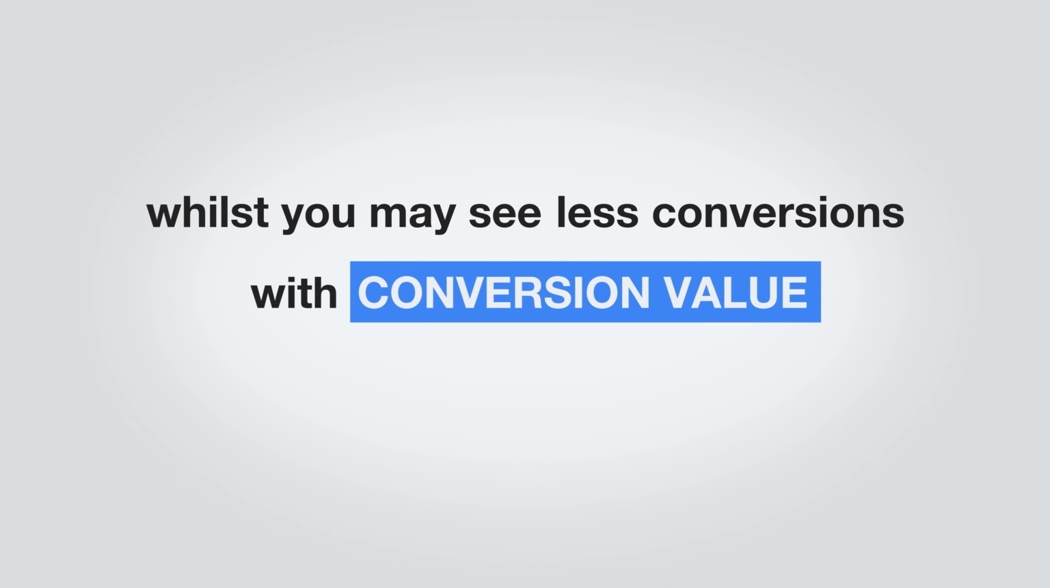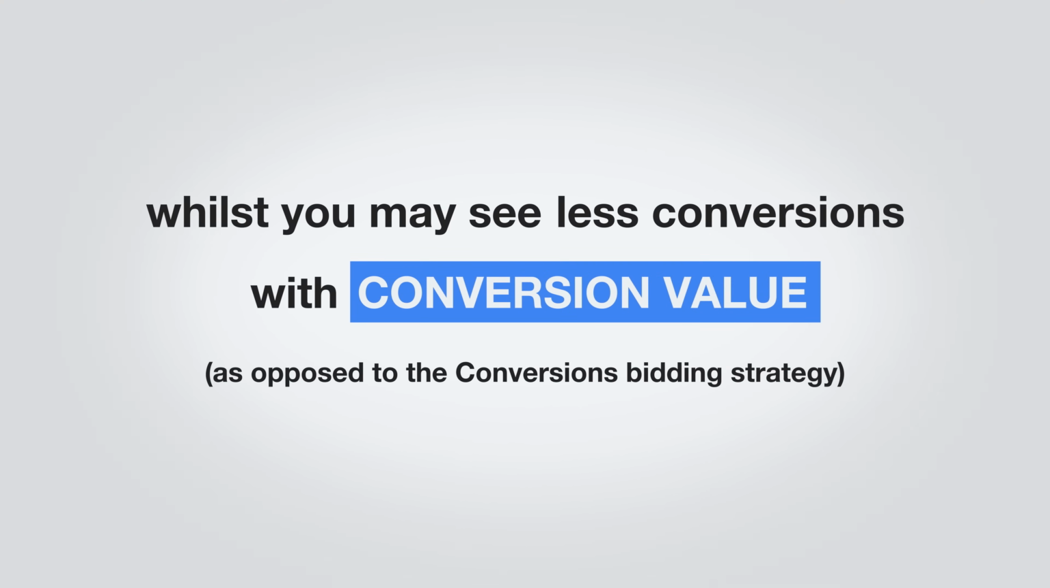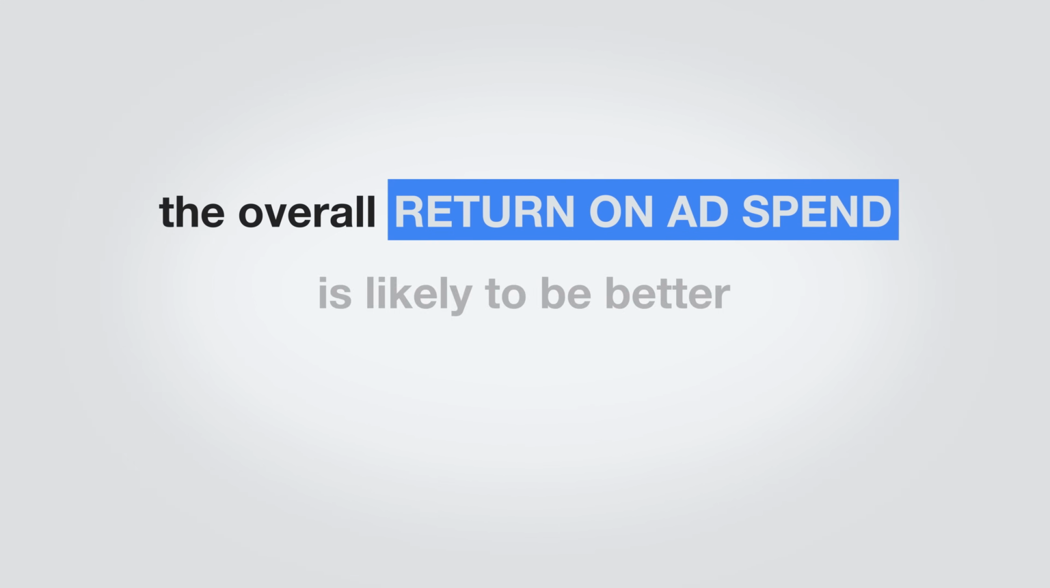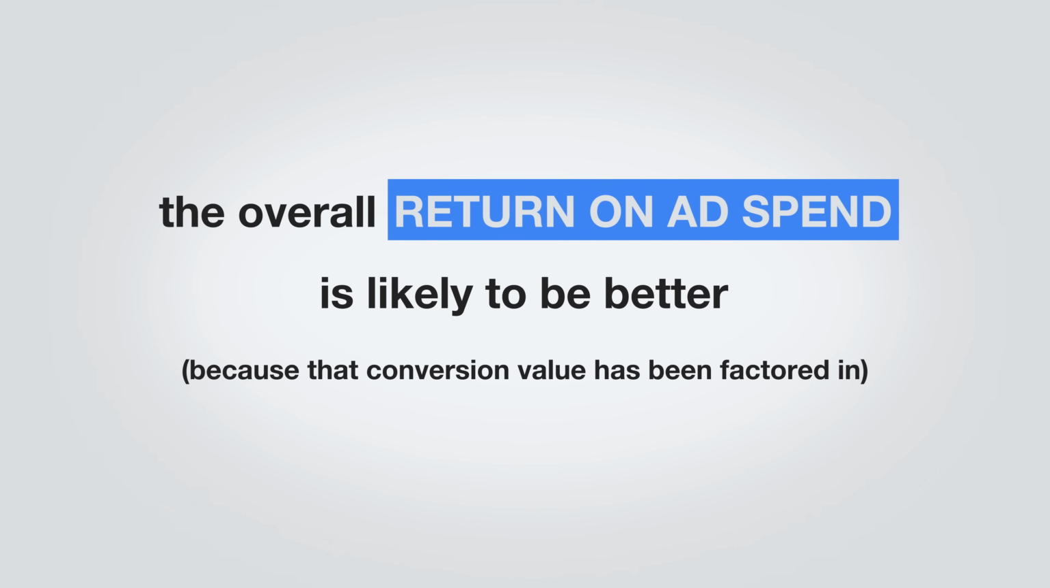Conversion value factors that in, and your Google ad campaign will be willing to pay more to acquire what it thinks will be a higher value customer. And Google's normally right about this stuff because they have so much data and very smart AI that can work all this out. So whilst you may see less conversions with conversion value as opposed to the conversions bidding strategy, the overall return on ad spend is likely to be better because that conversion value has been factored in.